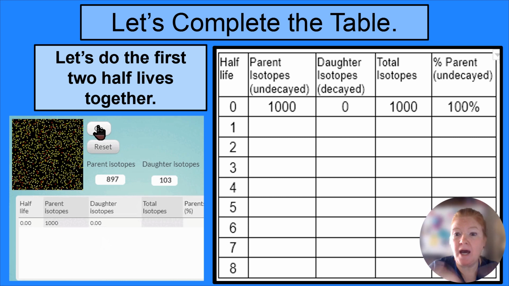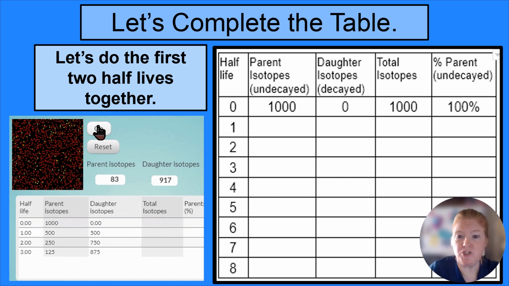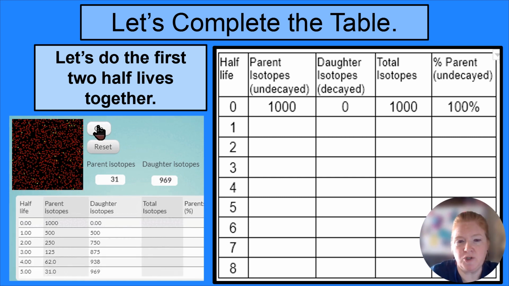All right, so now we're going to complete the table. So we're going to do the first two half-lives together, make sure you understand what's going on, and then I'm going to leave you, you could work with your table partner to finish it, and then I'll show you the completed thing, okay? So let's look at this and make sure you know what you're doing.